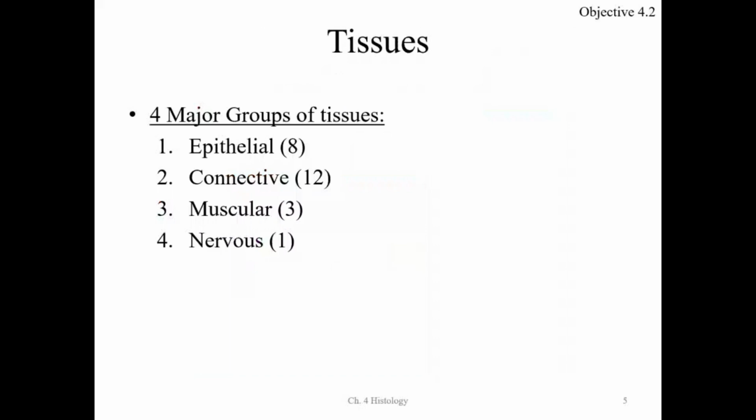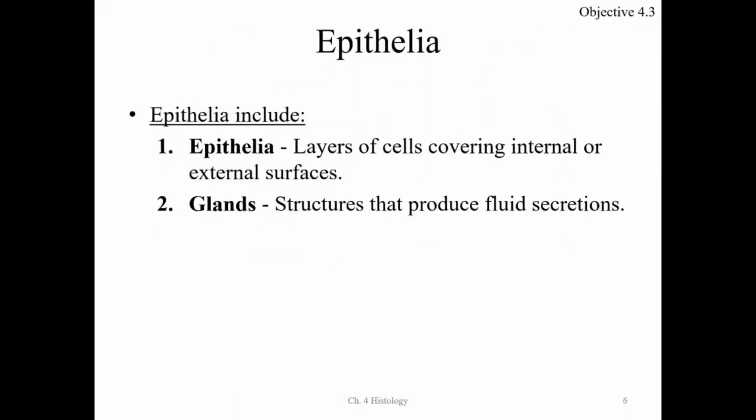Now, in this tissue section, we are going to be learning some tissues. We'll learn the epithelia, of which there are 8 that we need to know. There will be 12 connective tissues that we'll learn, 3 muscular tissues, and 1 type of nervous tissue. So there'll be 8, 12, 3, and 1 that we're actually responsible for. There are 4 types: epithelial, connective, muscular, and nervous tissues. And these are the ones we're responsible for, with those numbers.